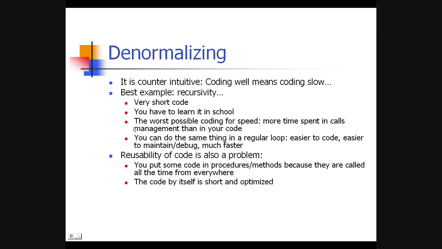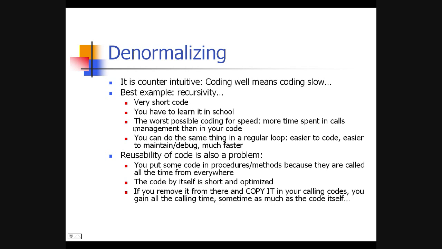But then you end up with lots of procedures and methods, and some of these are extremely short. The code is short, optimized, very fast. You have the same problem that you have in recursivity. Now the calls to this method take more time than the code itself. So if you remove it from that procedure and copy it in your calling code, you gain all the calling time, sometimes as much or more than the code time itself.